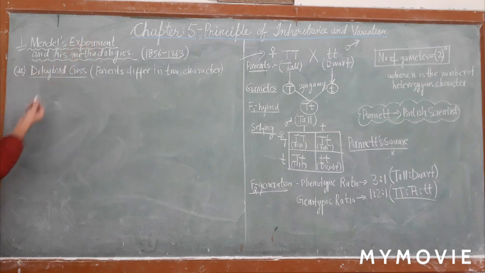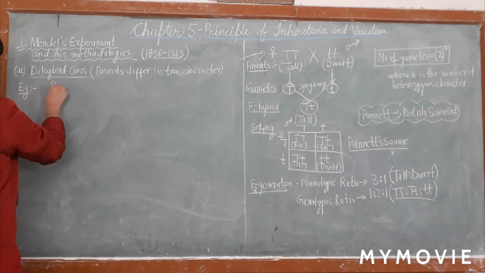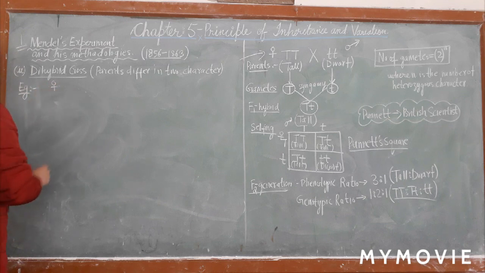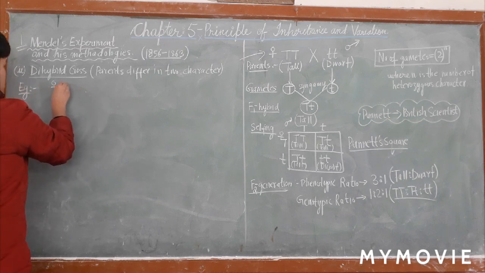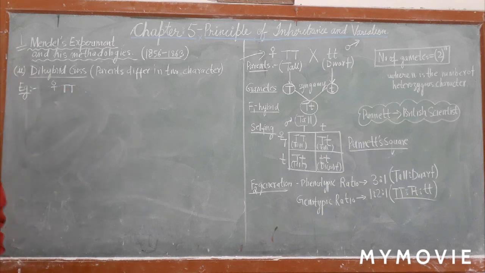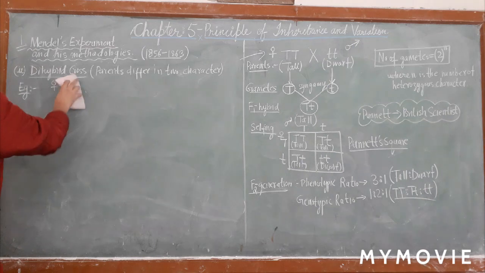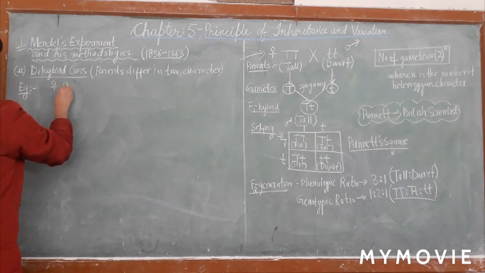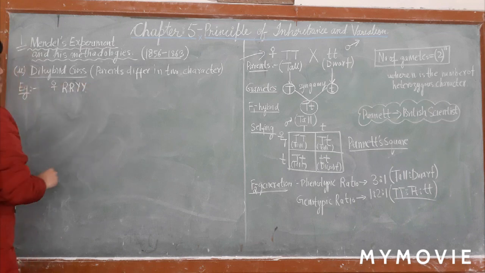Now in dihybrid cross, the most prominent example is this: this is your mother, that is your female, pure tall, but they should be differing in 2 characters. Suppose R, Y.